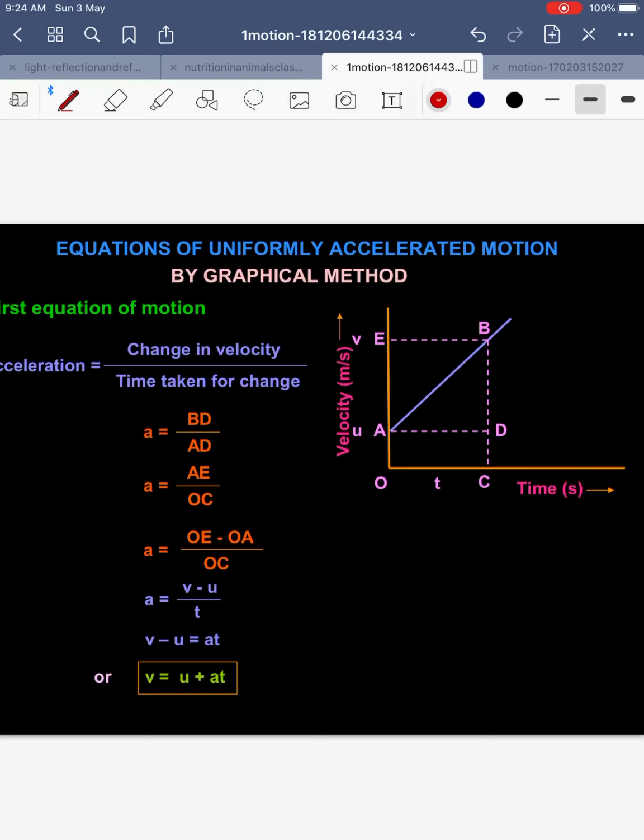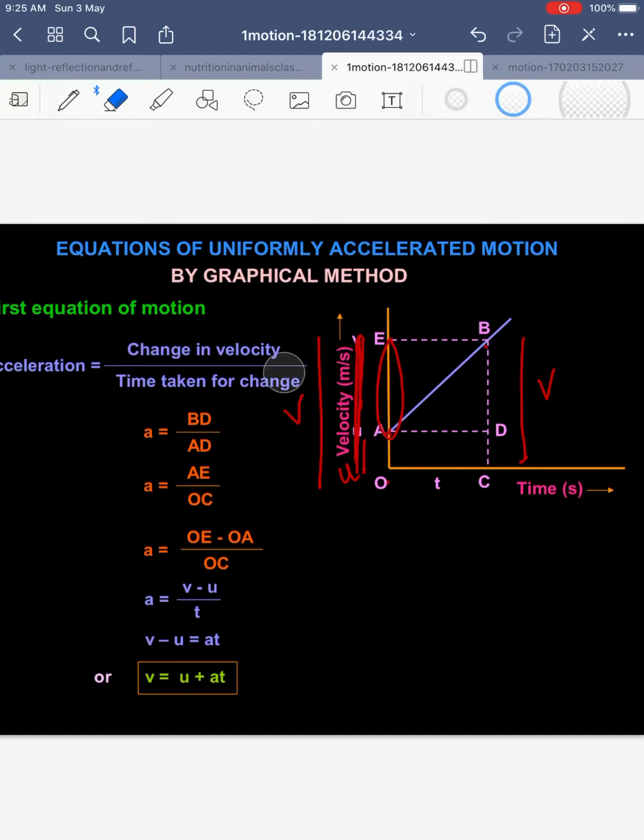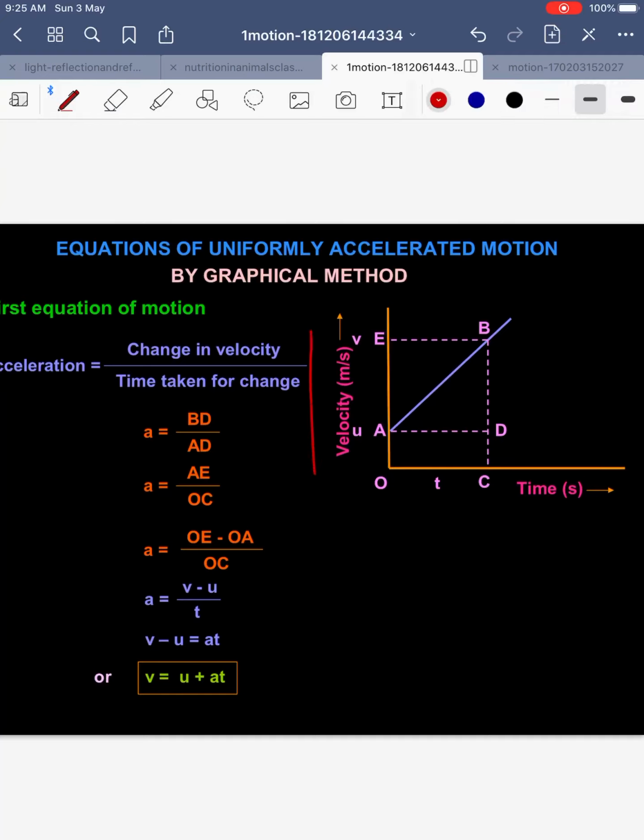Now what is AE here? This length we want. See, this complete length, this was V and this is U, right? Because A started with initial velocity U, so that is why OA becomes U, and B was the final velocity, so this BC was V, this is also V, this complete length. Okay, what did I say? This complete length OE is V and OA is U.